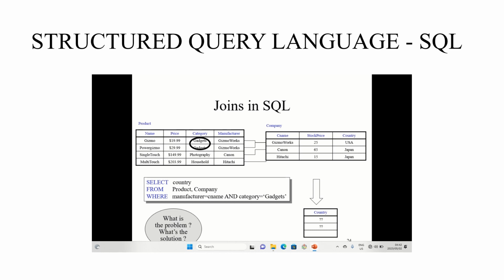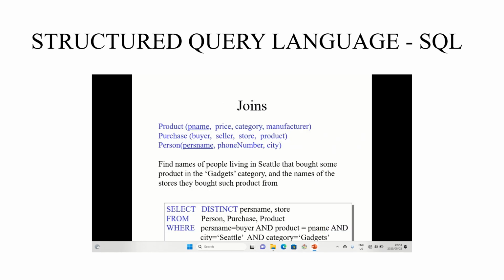Yes. Country, country, country. Category, category, category should be gadgets. So you are listing only the countries. Gadgets, gadgets. Gizmoworks. So it's USA, USA. It's going to be USA, USA here. The output is going to be USA, USA.